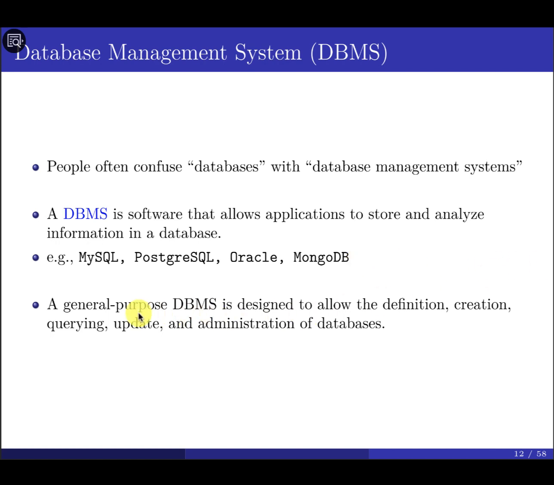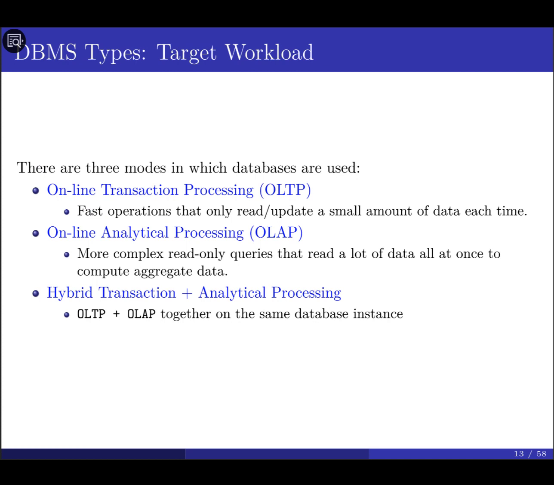Okay, we're going to talk about the general purpose database management system, which is the one designed to define, create, query, update, and administrate the database, which is mainly going to be the relational database management system. So we do have different types of database management system in general here. We can categorize them based on what kind of workload or application they can support.